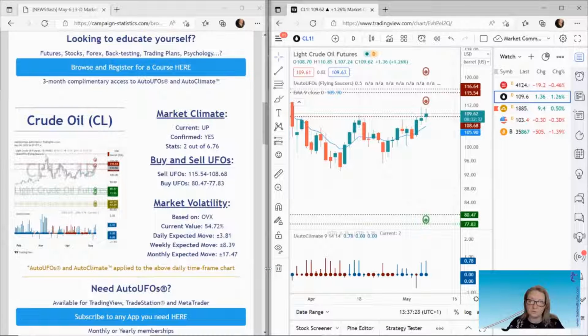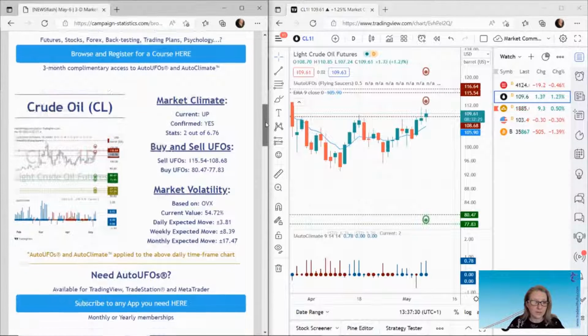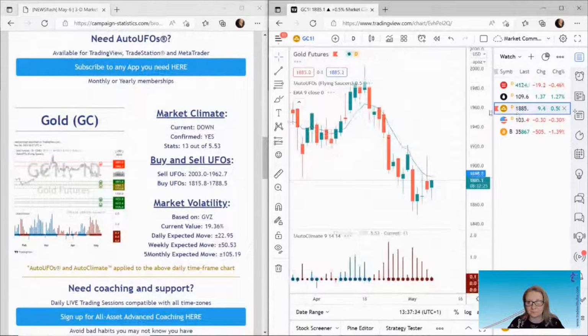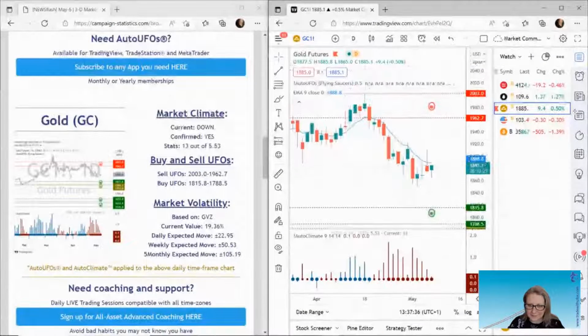So that's crude oil. Okay, so the next market is gold. So let's load gold. And again, squish it so we can see what we need to see.